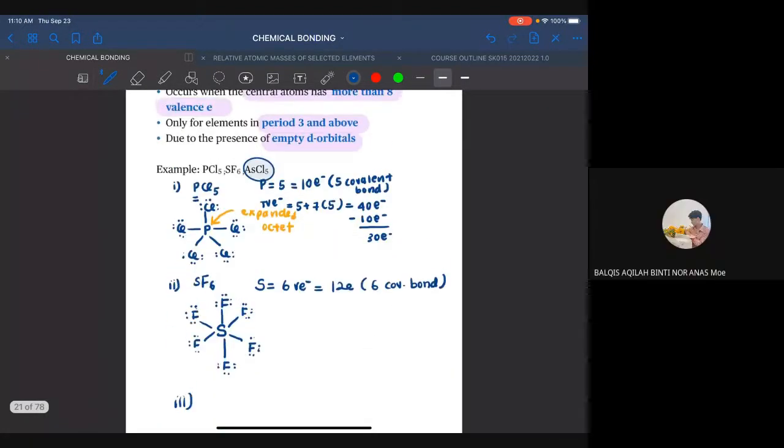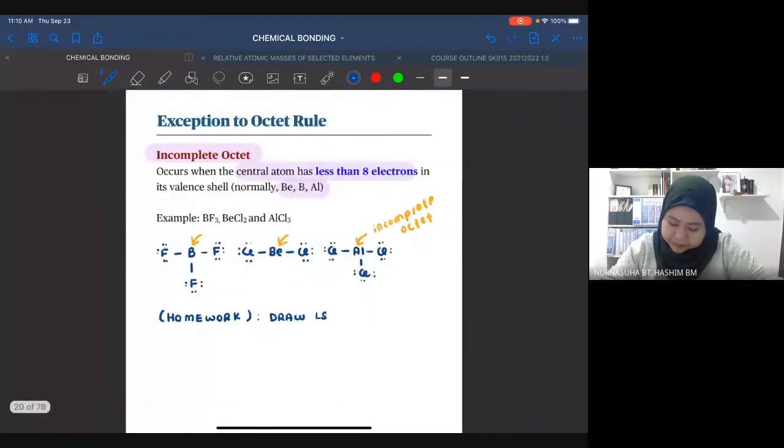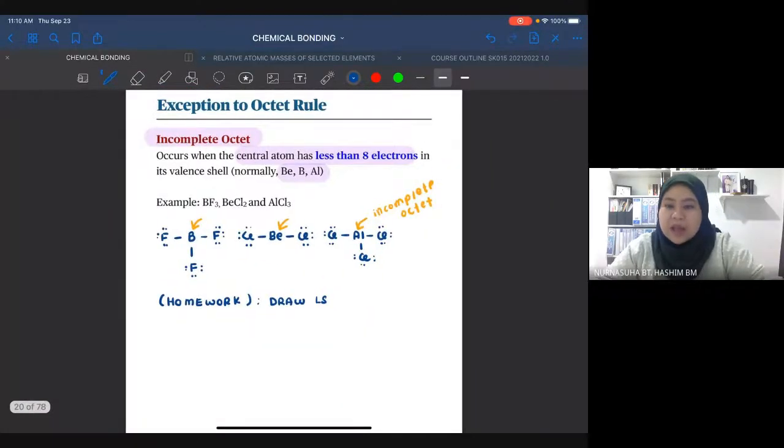Set incomplete octet. Incomplete octet. Okay. So, I have mentioned before, each atom, kalau boleh dia nak octet. Chlorine nak octet. Aluminium nak jadi octet. Silikon nak octet and so on. However, tak semua atom boleh berbuat demikian. So kita ada 3 exception to octet rules.